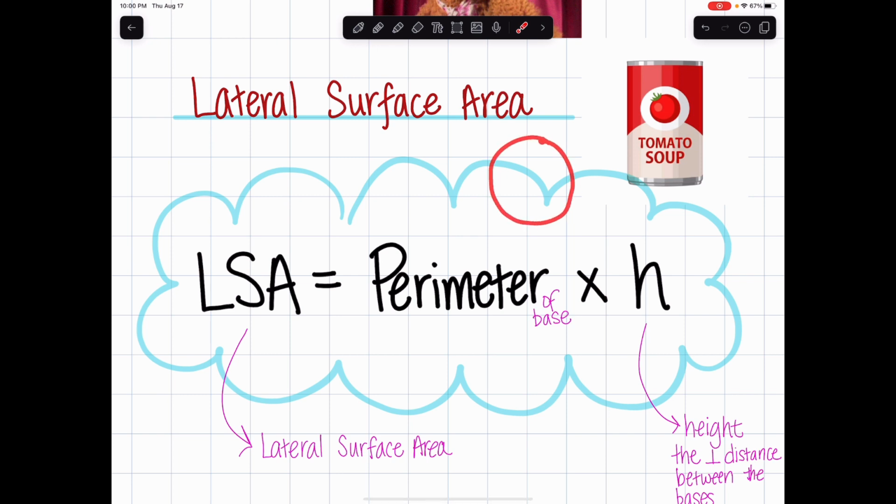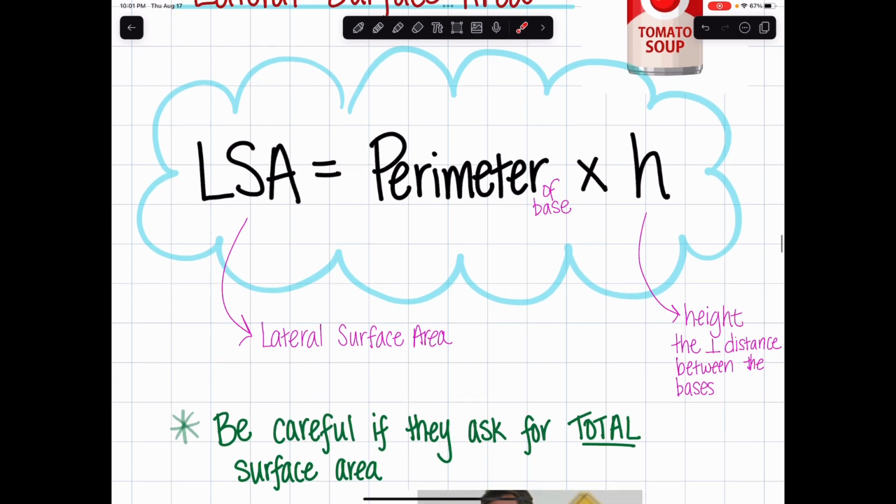You need to know the perimeter of the base. Do you remember what the perimeter is? It's the distance, if you're a tiny little ant, that it takes to walk around the whole rim of that. It's the distance of the perimeter times how tall the soup can is. That is going to give you the lateral surface area. Remember that the height has to be the up and down distance between the bases. If it's slanty, you don't use the slanty distance, you use the up and down distance only.